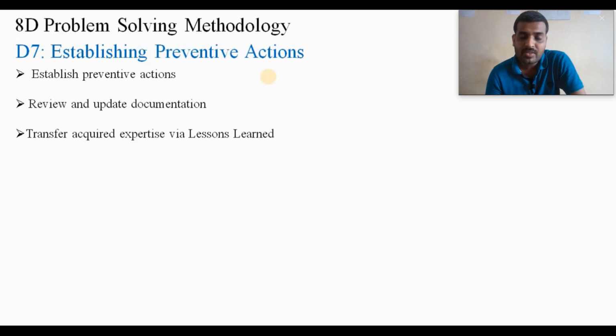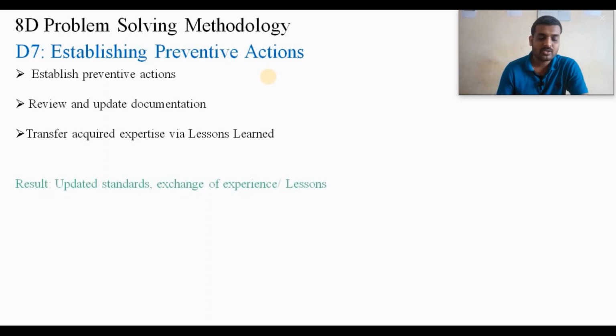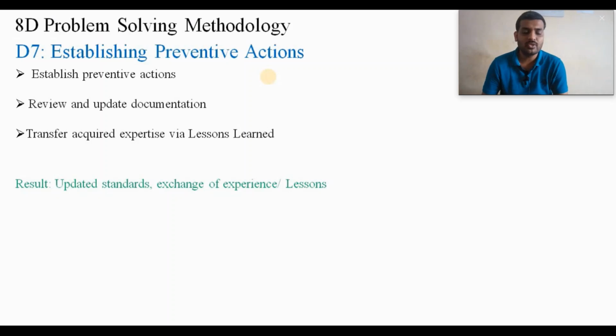The result of establishing preventive actions will be an updated standard and lessons learned to be shared among colleagues. So this is about the D7 phase of the problem solving methodology. We will see the tools used for establishing preventive actions. There are various tools like control chart, histogram, FMEA, capability analysis, etc.